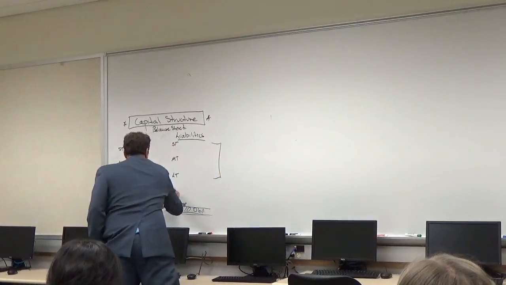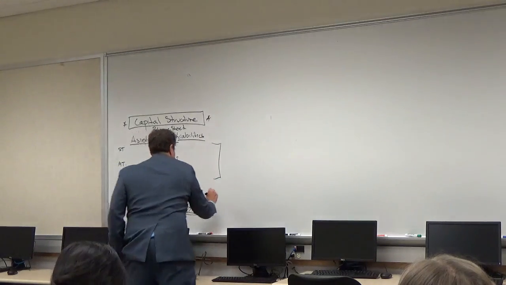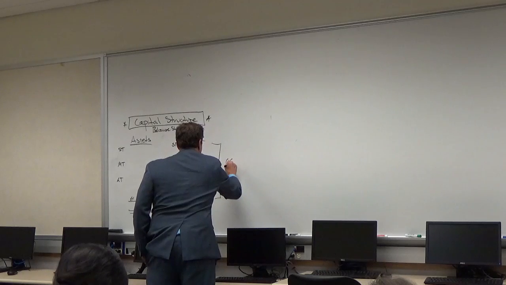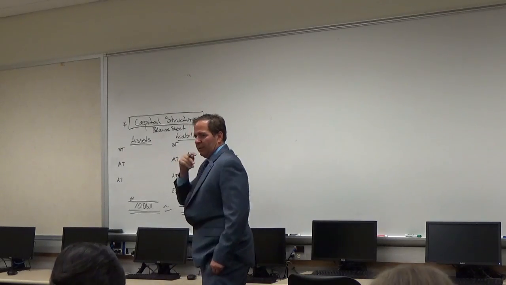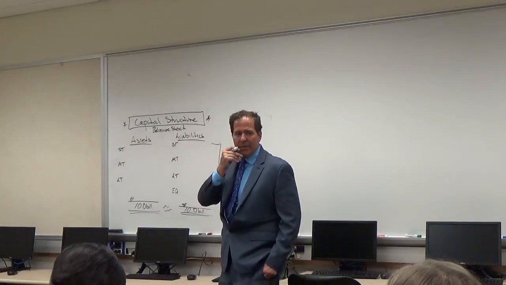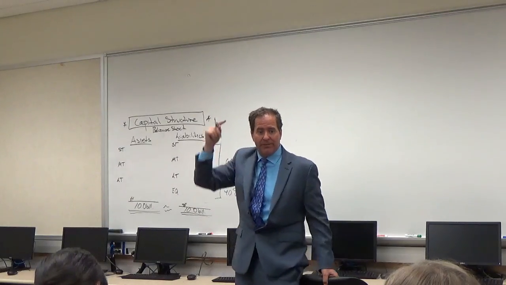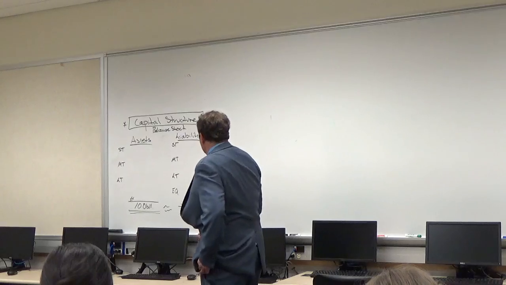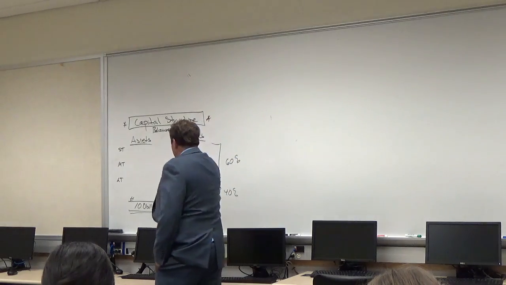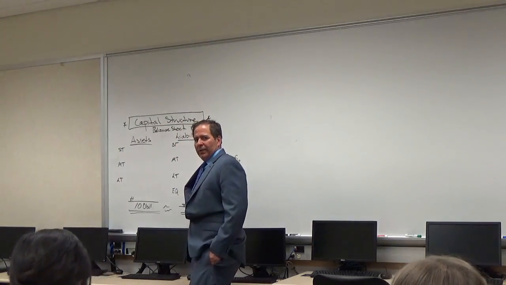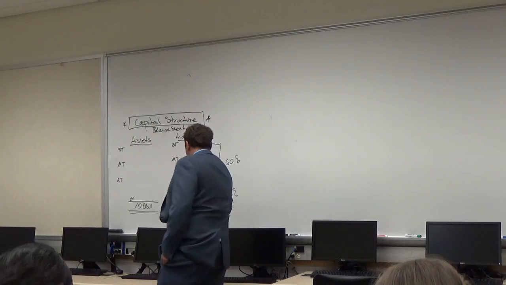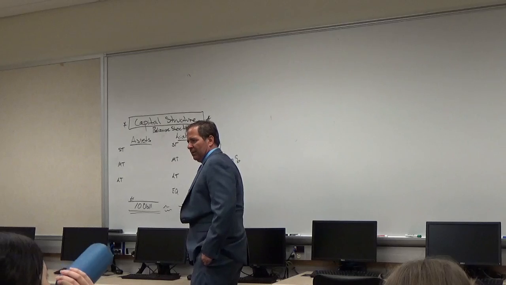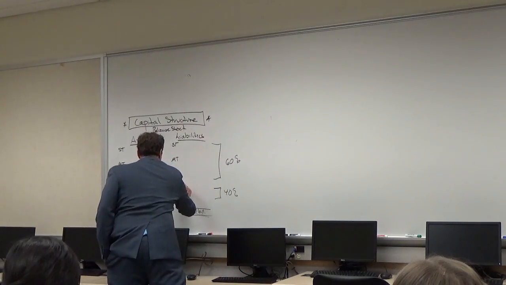So the equity component is going to be 40%, and 60% is going to be liabilities or debt that we're using to finance the assets. Okay. So how much is the equity? What is it? 40%? It's 4 billion. Yeah, 4 billion, excellent.